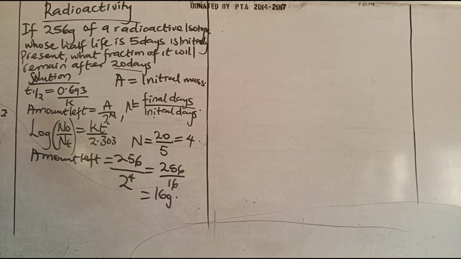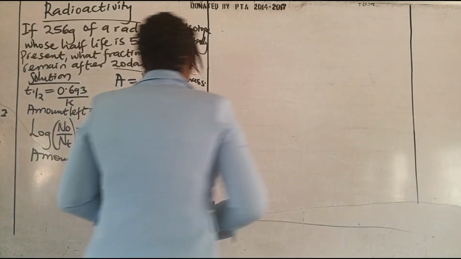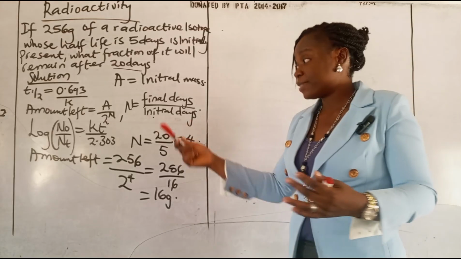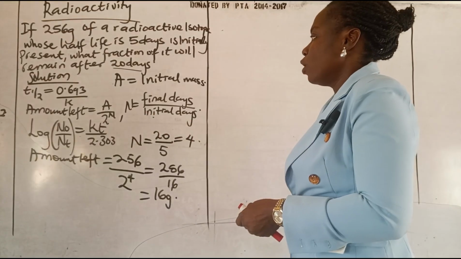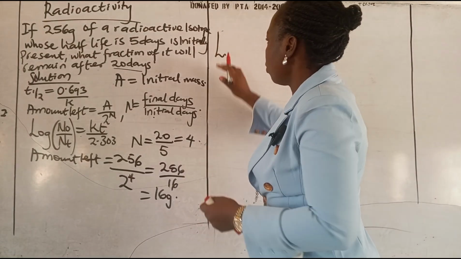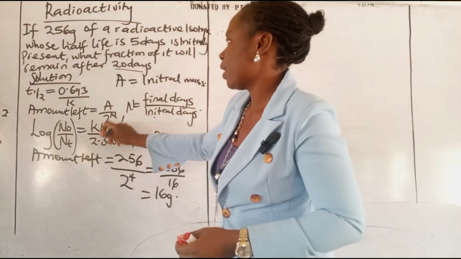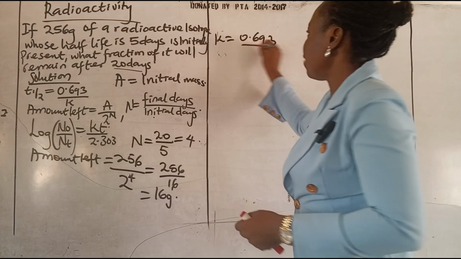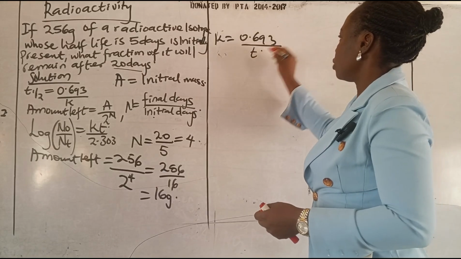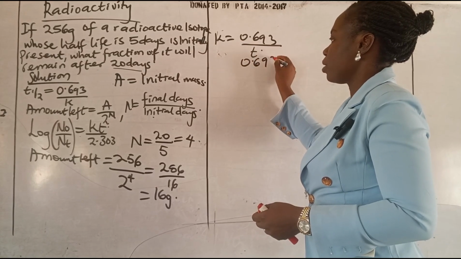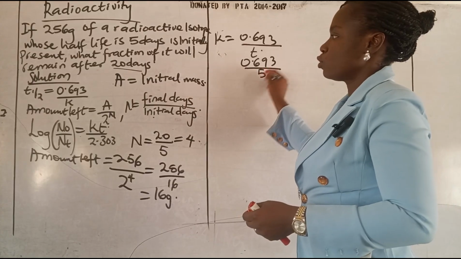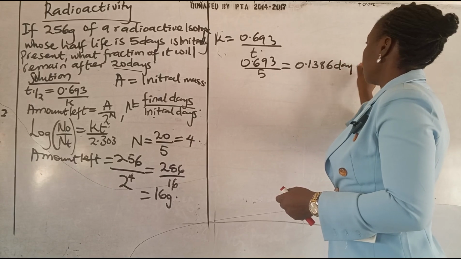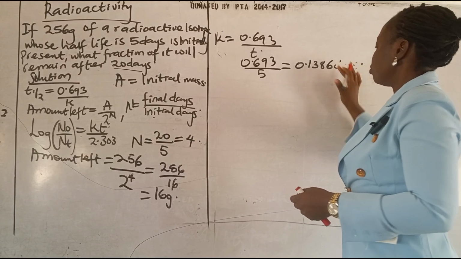Now let's move to the second formula. Students tend to run away from this formula because of maybe the log, but it's never a problem. Before we go for the log, we need to calculate our K. So my K will be 0.693 divided by the half-life, which is 5. So in all, I have 0.1386 per day, or whatever unit you choose to use.